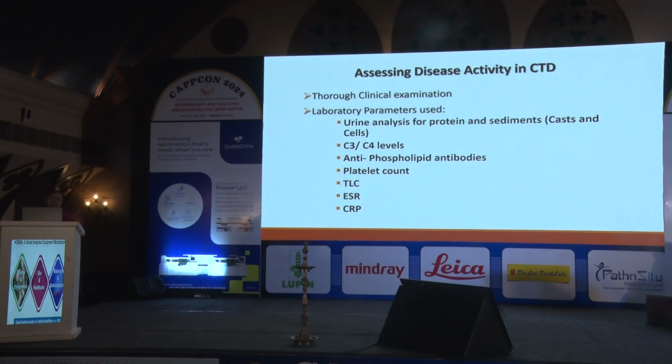So this is in short the diagnostic algorithm of connective tissue disease. Now, assessing the disease activity in connective tissue disease should be done through thorough clinical examination, and these are the things: C3 level, C4, antiphospholipid, platelet count, TLC, ESR, and CRP have to be done.